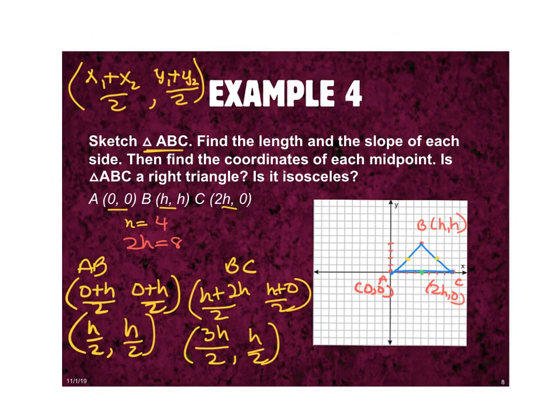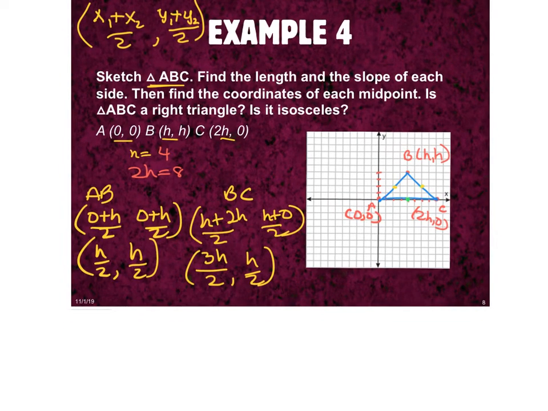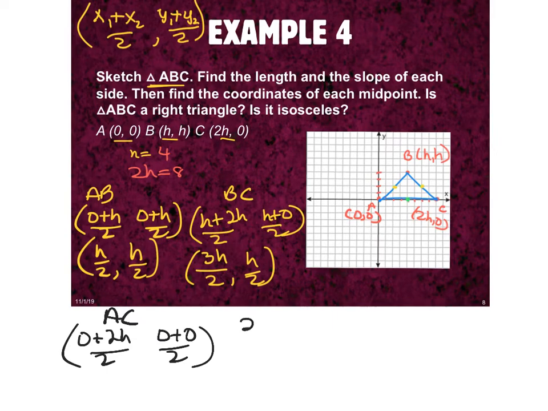For the midpoint of AC, again, take those coordinates, 0 plus 2H divided by 2, 0 plus 0 divided by 2. So I get 2H over 2, and then 0 over 2, and this will just simplify to H, comma 0.